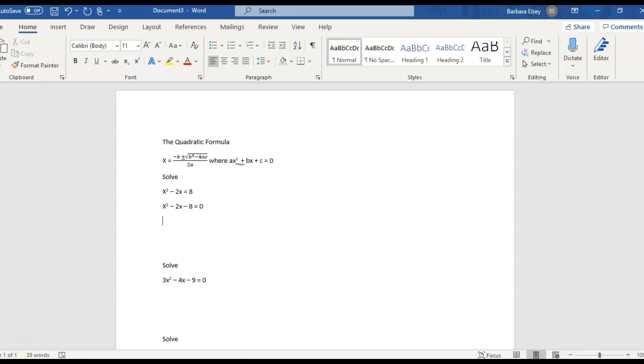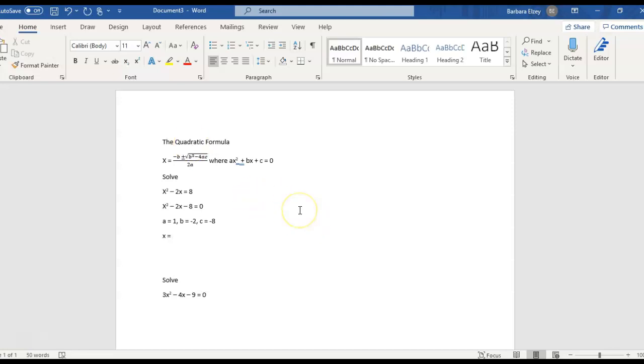Now let's identify our a, b, and c. In front of our x squared is an unwritten 1, so a is 1. But in front of x is a negative 2. Don't forget that negative sign. And then our constant out to the side is a negative 8. Those negative signs are very important, so you really want to watch those as you go through the formula.